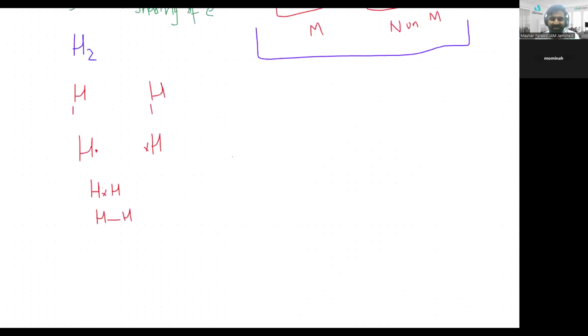So there are three types of covalent bond: single bond, double bond, and triple bond. When there is one bond, it means we are talking about a single covalent bond.